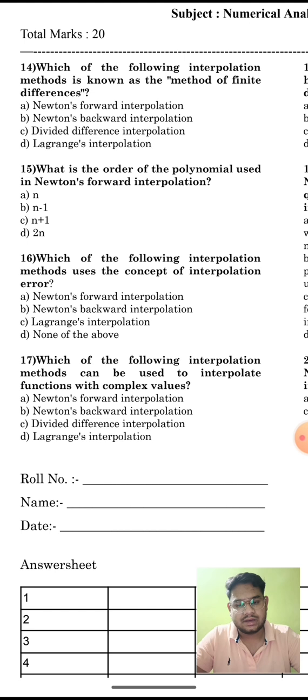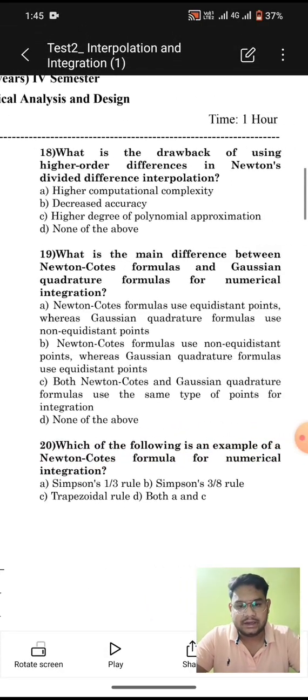Question number 17. Which of the following interpolation methods can be used to interpolate functions with complex values? Option A. Newton's forward interpolation. Option B. Newton's backward interpolation. Option C. Divided difference interpolation. Option D. Lagrange's interpolation. The correct answer is Lagrange's interpolation. Now let's move on to question number 18.